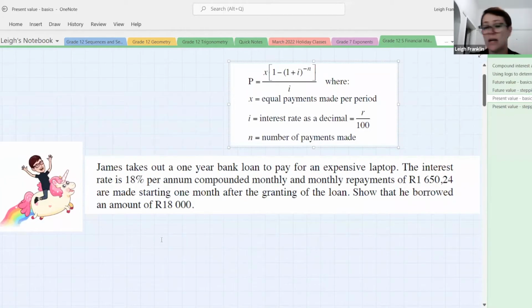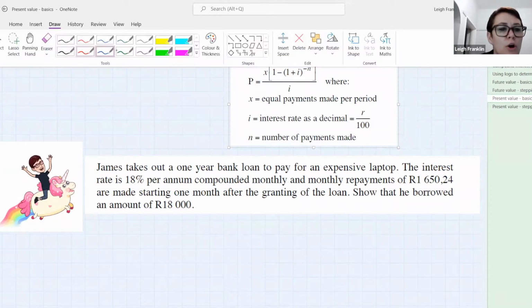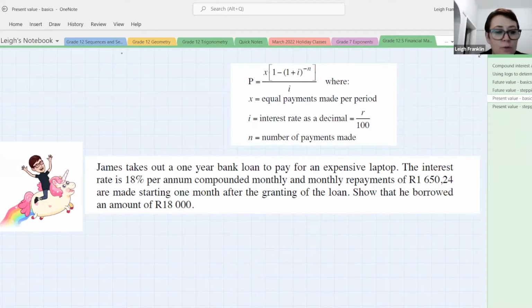So when they say to us, show that in maths, whether it's financial maths or any other section, we basically have to pretend that we don't know that that was what the answer was, and get to that answer anyway. All right, so simple, simple, simple. We're just going to go ahead and sub into our present value formula. Okay, so the present value of James's loan, so X is 1650.24.